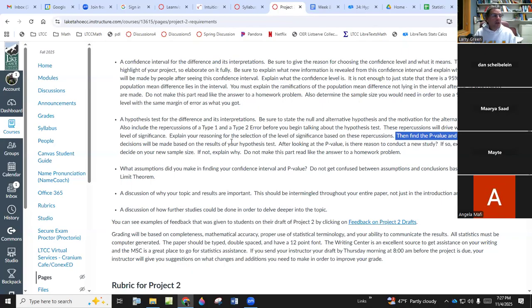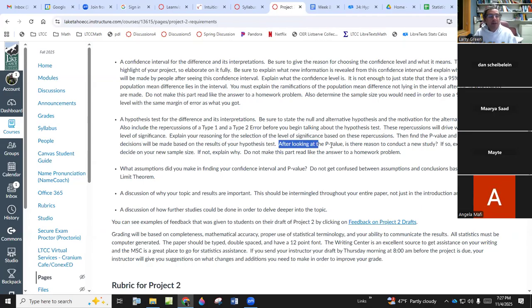Okay, so what decisions will be made based on the results of the hypothesis test? Don't just say, hey, there is statistically significant evidence. You can say that, but then you better write a whole paragraph on what your client's going to do about that.